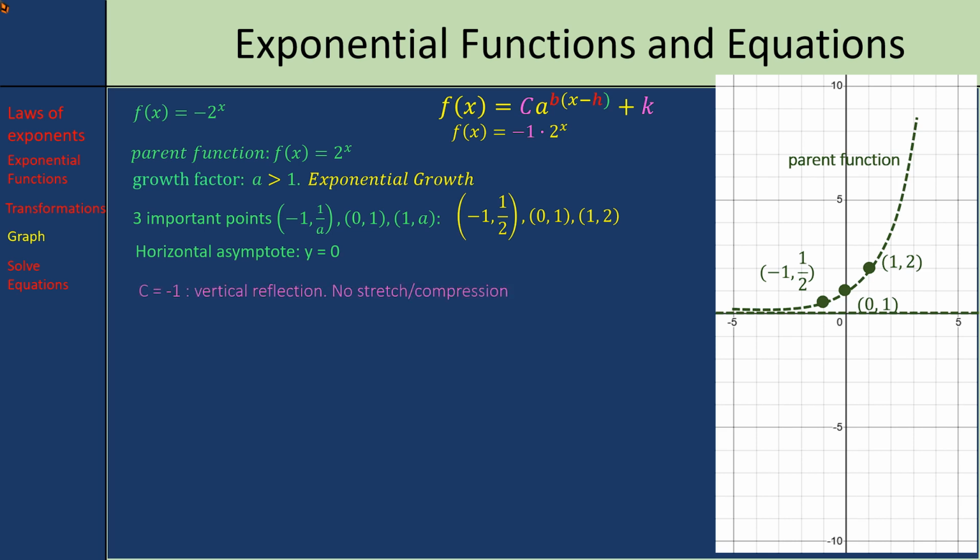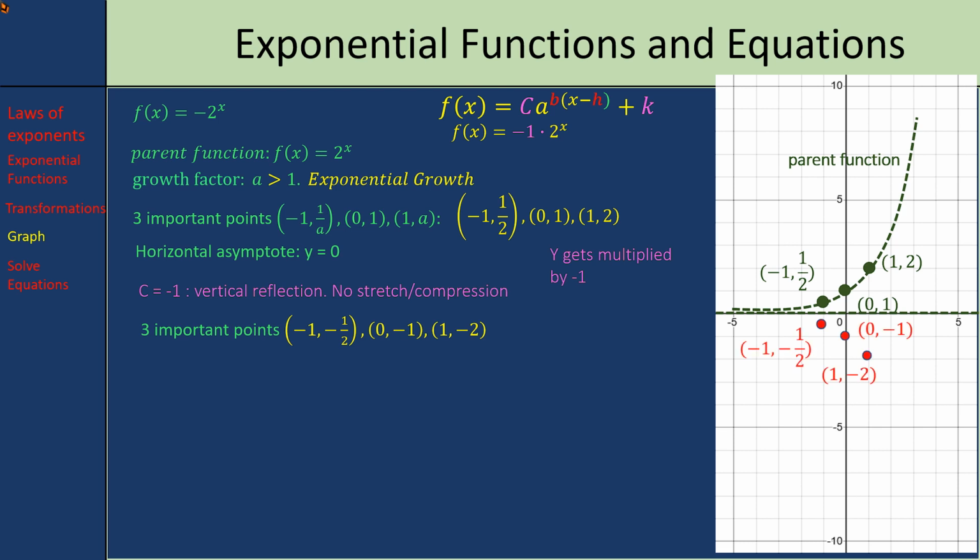And then I'm going to apply the transformations. C equals -1. That is my vertical reflection. No stretch, no compression, right? Just a reflection because the number is 1. That means all my y values get multiplied by -1. So I take 1/2 times -1, 1 times -1, 2 times -1. My three important points now with the transformation are (-1, -1/2), (0, -1), and (1, -2).